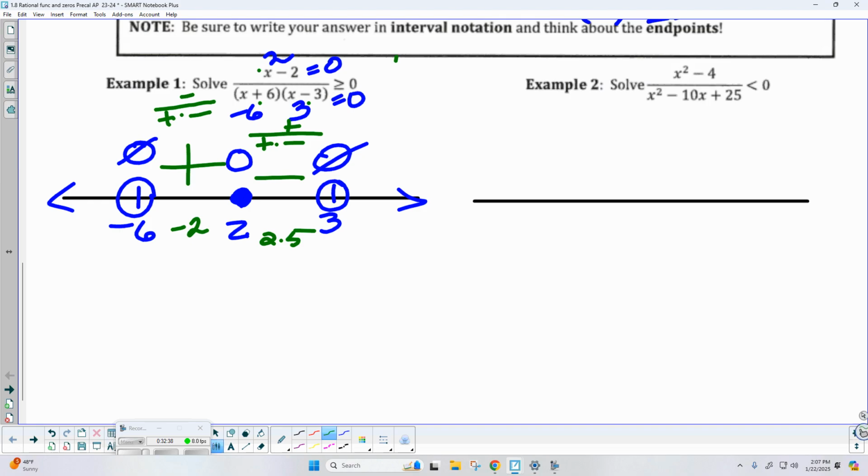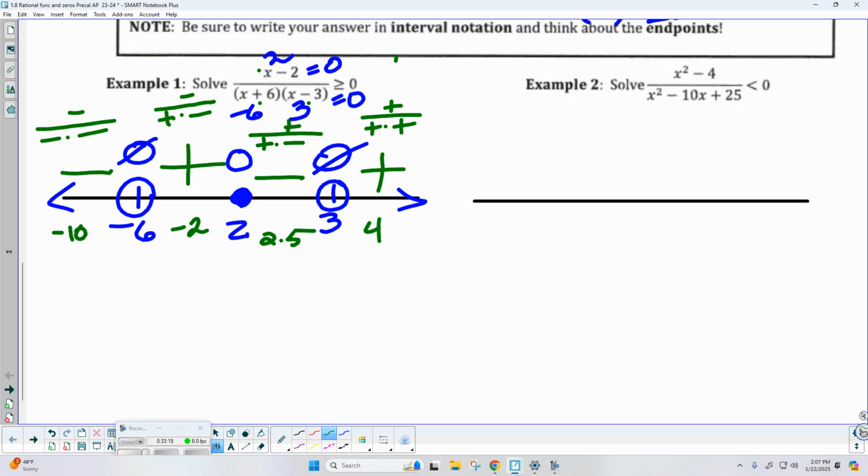Is anybody having a hard time? Okay. Alexandra, give me something bigger than 3. 4. Okay, so I'm going to plug that in. 4 minus 2 is a positive. 4 plus 6 is another positive. 4 minus 3 is a positive. So that's a positive region. Okay. And William, finish it up. I need something smaller than -6. -10. Perfect. So let's see. -10 minus 2, that's a negative. -10 plus 6, that's a negative. -10 minus 3, that's another negative. So what would that give me? That would be a negative.